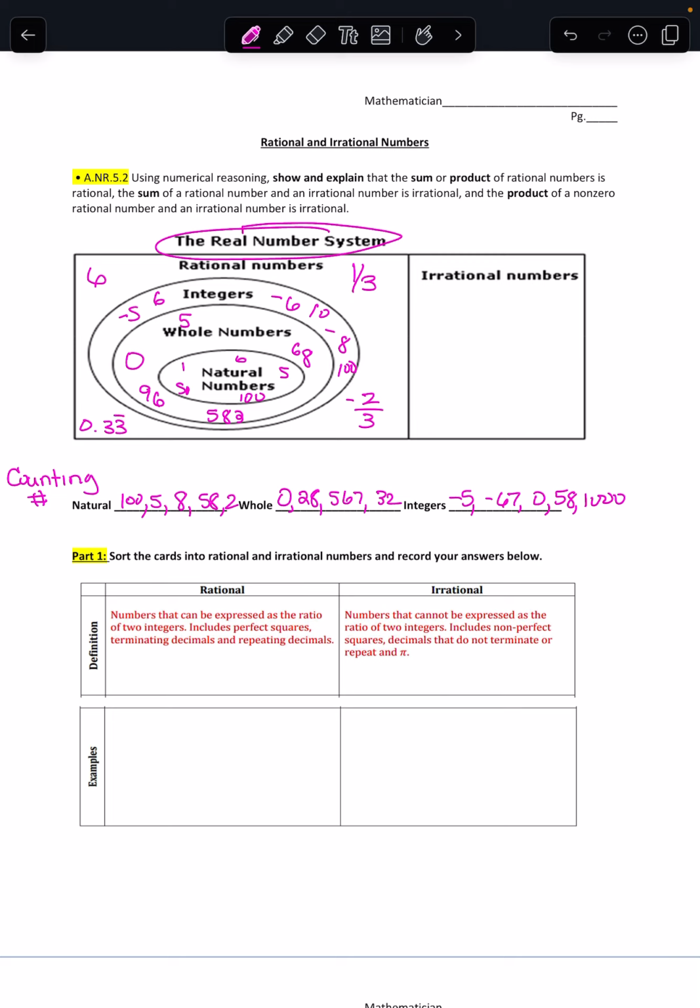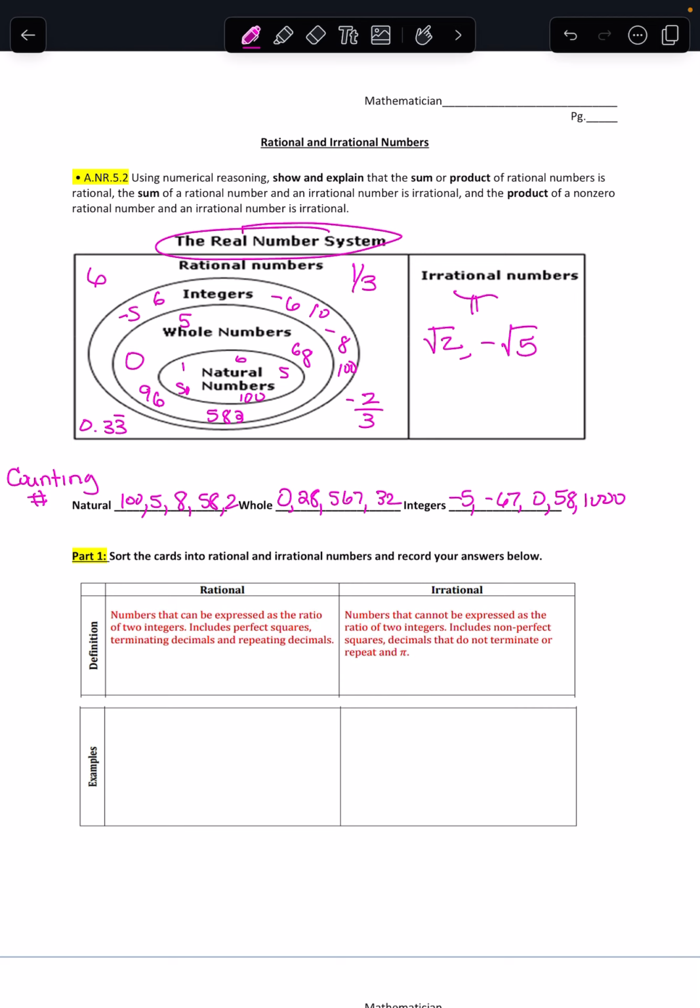And then our irrational numbers are going to be numbers with a non-terminating decimal, which means they always continue. One number that we know continues and never stops is pi. So pi is our number one irrational number, but it's also numbers that cannot be simplified under the radical, like the square root of 2 or negative square root of 5. Those are irrational numbers.